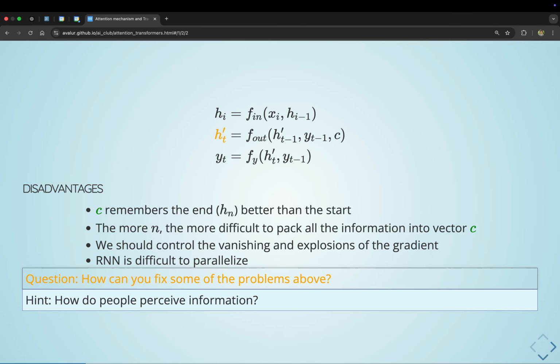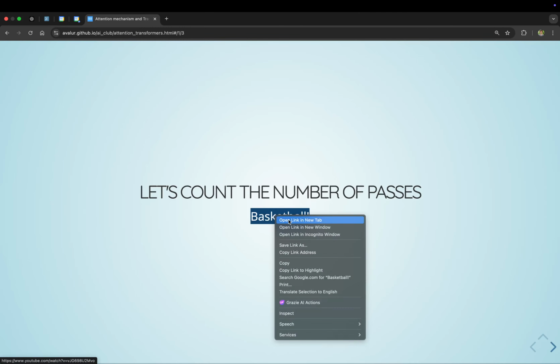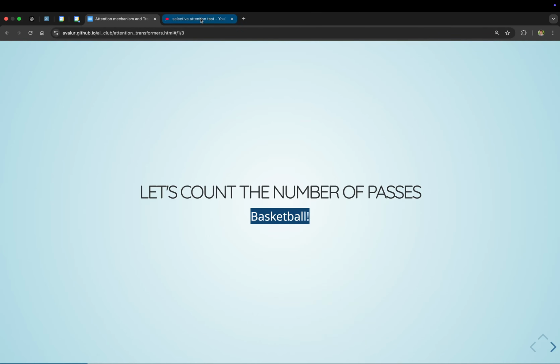And the hint to these questions, again, the intuition of improvements, comes from us, human beings, perceiving information. So how do we perceive information? To answer this question, it is of course not an easy one, but let me show you a video about basketball. So let's count the number of passes, especially if you have never seen it. It is a very useful exercise for understanding.